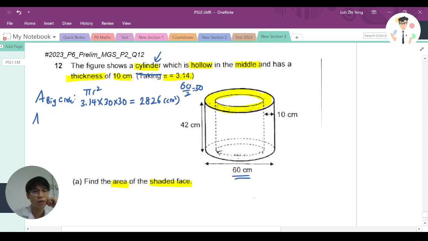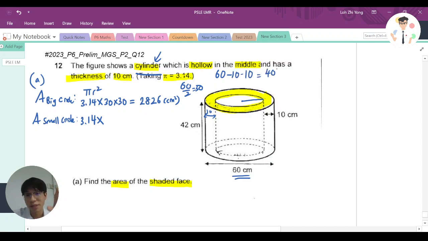Now how about the area of the small circle? The same, 3.14 times. But how to find the radius now? Again, the diameter is 60 cm for the big one. But don't forget that here and here the thickness is 10 cm. So 60, I must minus 10 minus 10.